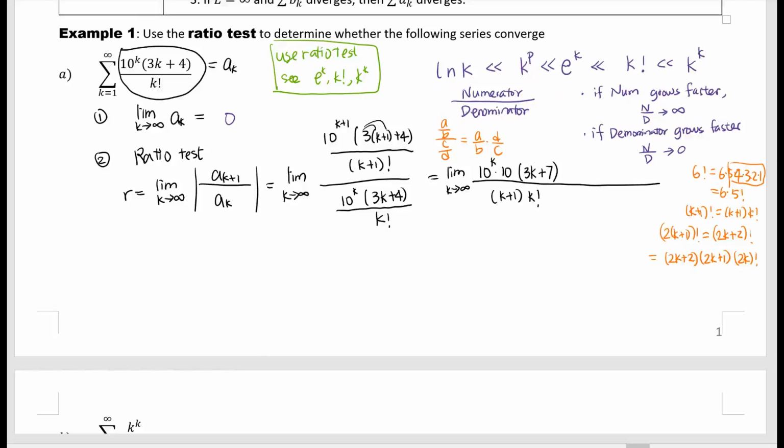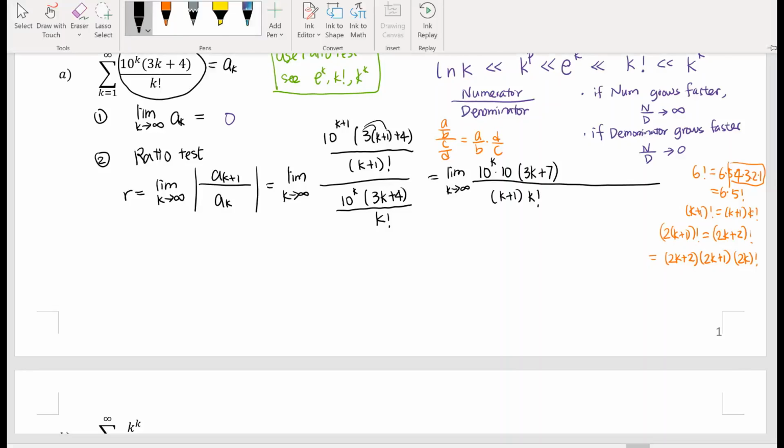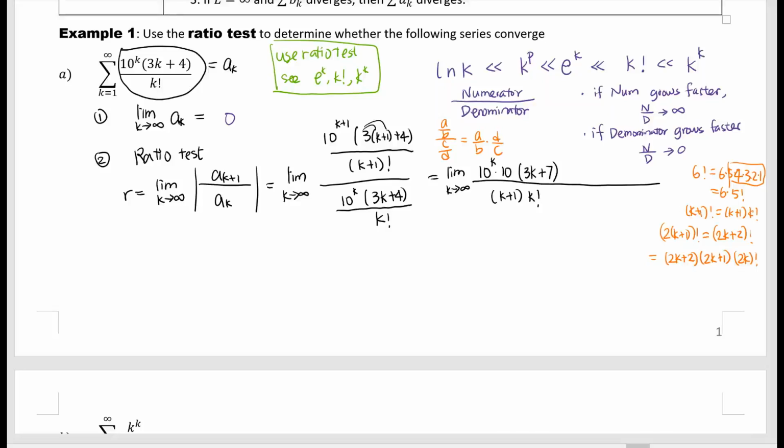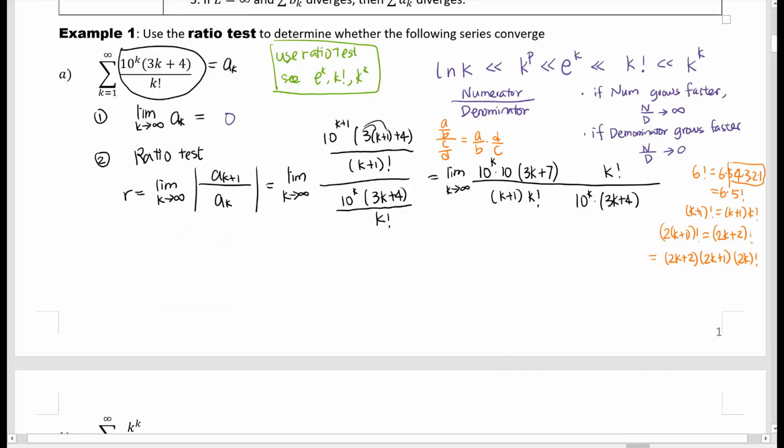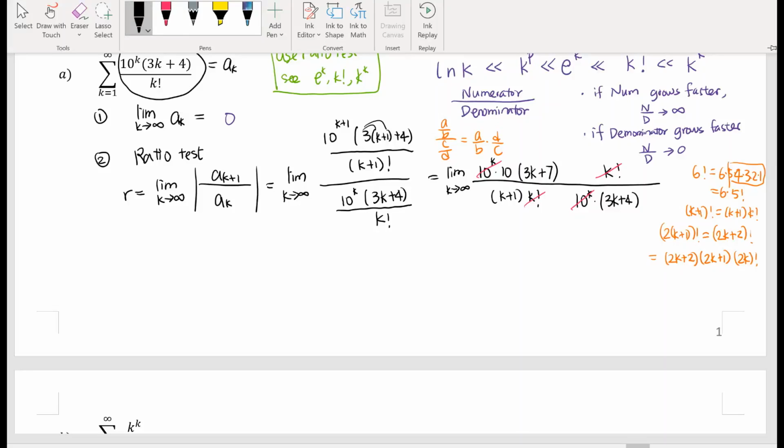Alright, and next. The C we have 10 to the k, so we put C at the bottom. So that's why we have 10 to the k and 3k plus 4 here. And the k factorial, that's like the D, we put it on the top. Okay, now let's start to cancel. What can we cancel? Well, k factorial, we cancel it. 10 to the k, we cancel it. And that's it, right?